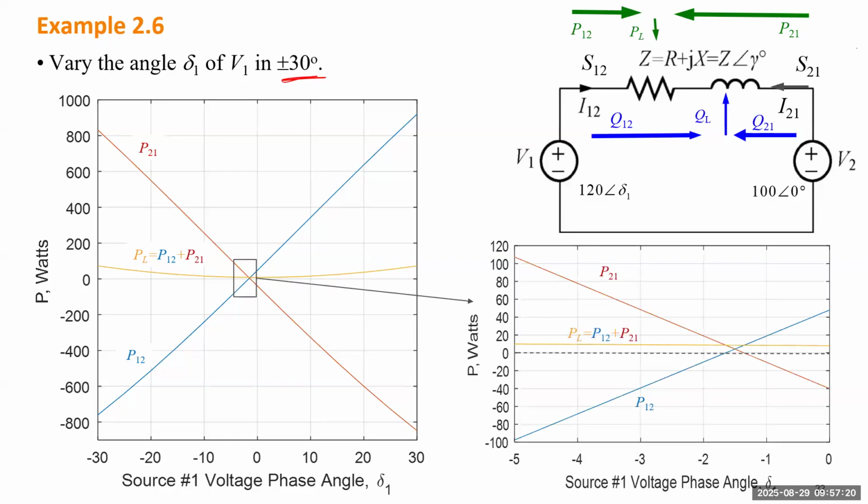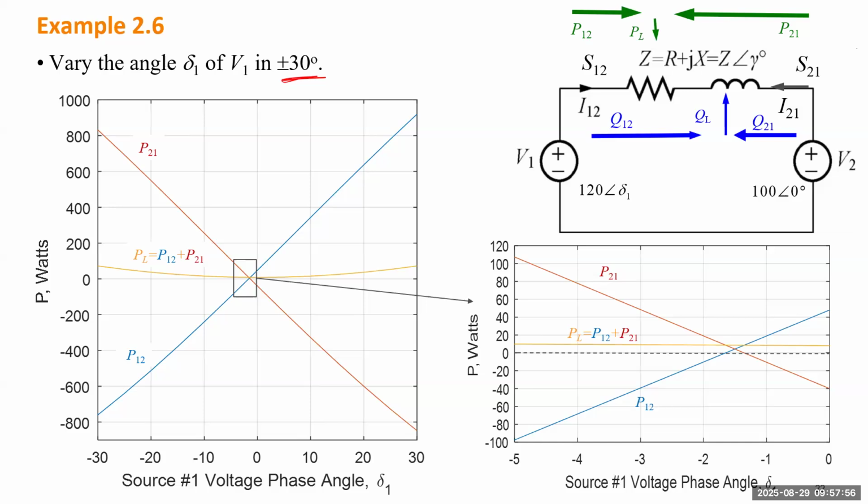If we zoom in on that rectangular area, which is this one, we focus on the change of delta 1 from -5 to 0. There is some point where P12 is equal to P21. They are both positive, both slightly higher than 0. So when the angle is around 95 degrees, where this is 0, if you measure the active power from both terminals, they're exactly the same and slightly higher than 0.